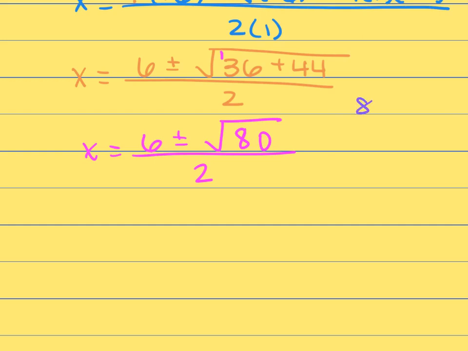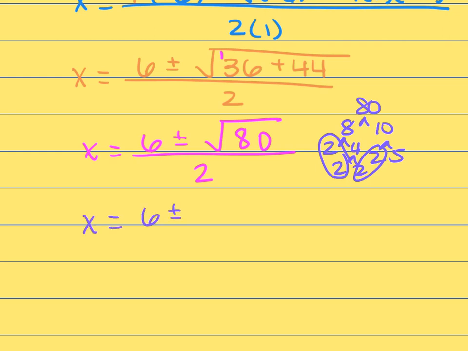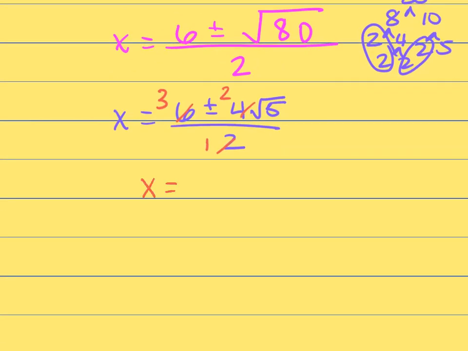For the 80, we have 8 and 10. The 8 is 2 and 4. 4 is 2 and 2. 10 is 2 and 5. So it's 2 times 2, 4, square root 5. So x is equal to 6 plus or minus the 4 square root 5 all over 2. 6, 4, and 2 are all divisible by 2. So we're going to have a 3, a 2, and a 1. So x is just equal to 3 plus or minus 2 square root 5.